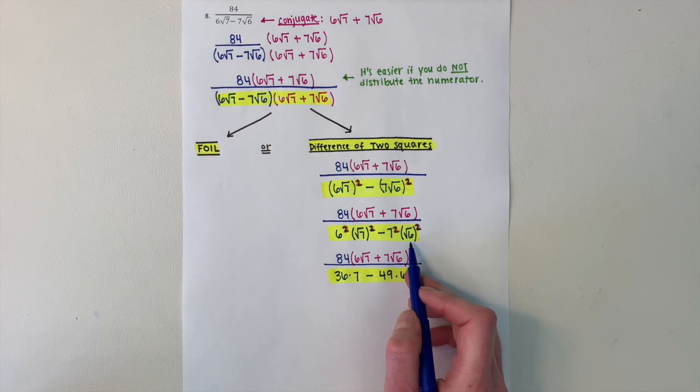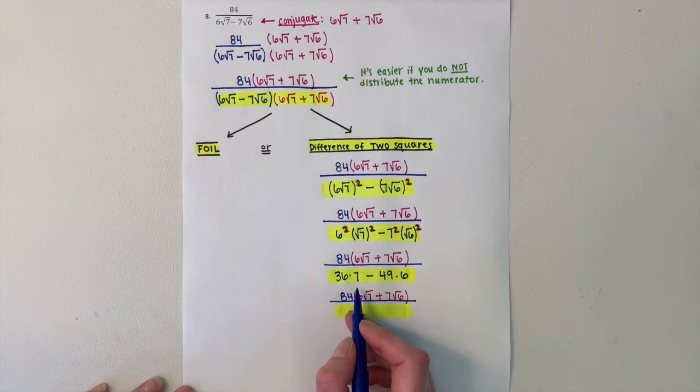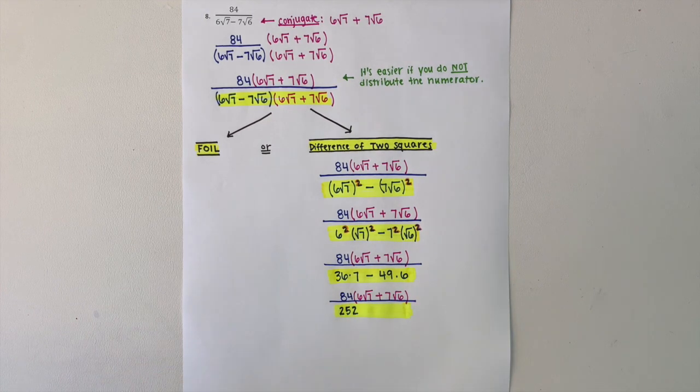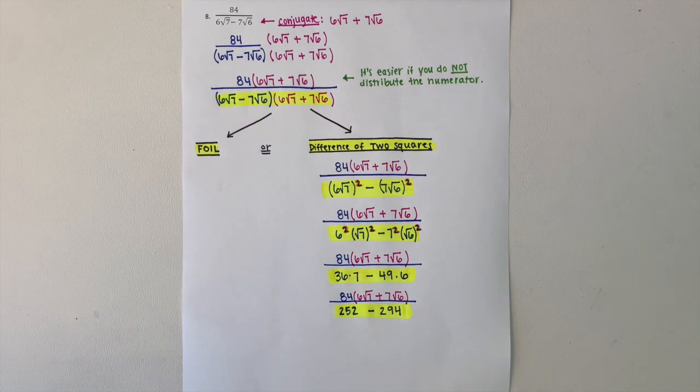Or again, we could think of this as the square root of 6 times the square root of 6, which gives us 6. 36 times 7 will give us 252, and negative 49 times 6 will give us negative 294. 252 minus 294 will give us negative 42. And now we've successfully rationalized the denominator because we've gotten rid of the square root in the denominator. And now to write our final answer, we need to look at this answer and ask ourselves, can we simplify it any further? We can, because we can take 84 divided by negative 42 to get negative 2.